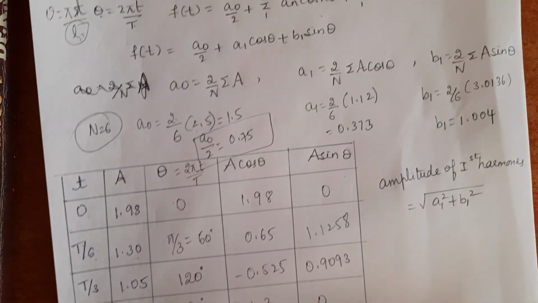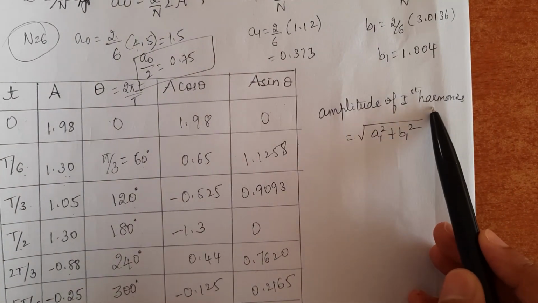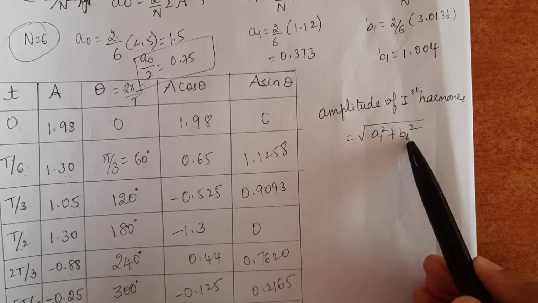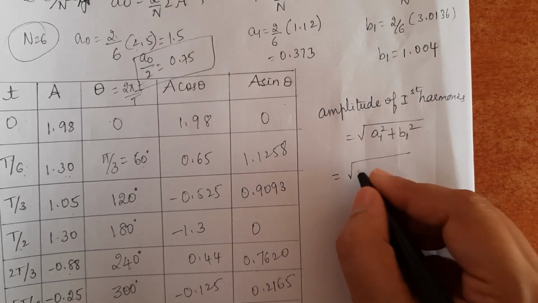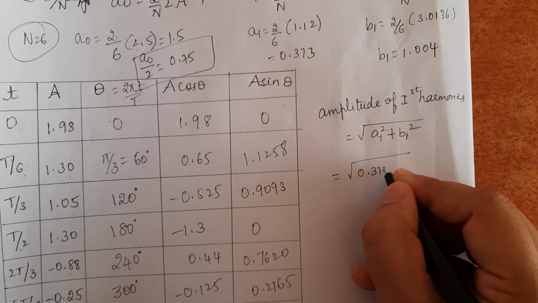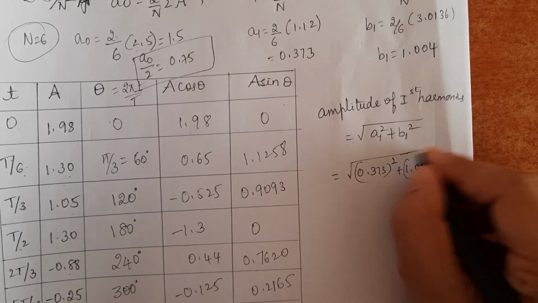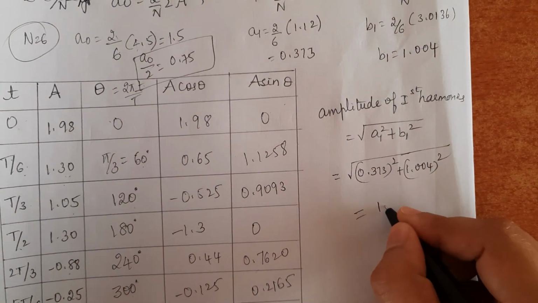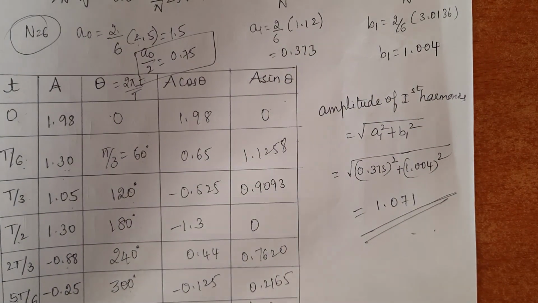Then we should also calculate the amplitude of the first harmonics. The amplitude of the first harmonics is given by square root of A1 square plus B1 square. Just now we got the values of A1 and B1. Let us substitute them here: square root of 0.373 the whole square plus 1.004 the whole square. If I calculate this value, I will get 1.071. This is how you should calculate the amplitude of the first harmonics.